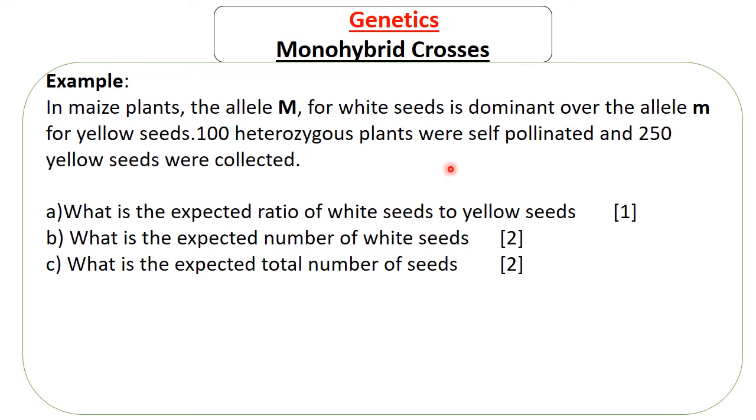So the expected ratio, we have to do a crossing. They have said 100 heterozygous, so we expect all these 100 to have capital M and small m. They were self-pollinated, which means it was them with themselves. So Mm, we're going to cross it with Mm. Then we give them the expected ratio of white seeds and yellow seeds. Then what is the expected number of white seeds? We're going to use the same ratio and this number to determine the expected number of white seeds. What is the expected total number of seeds? We're going to add this 250 to what we're going to get in here. So let's get to it.